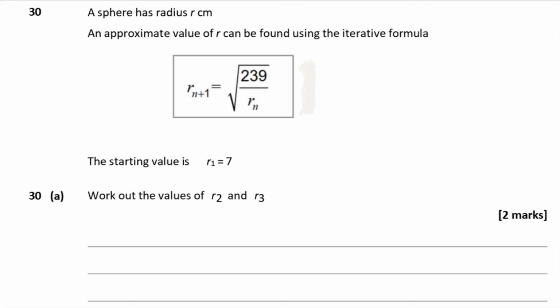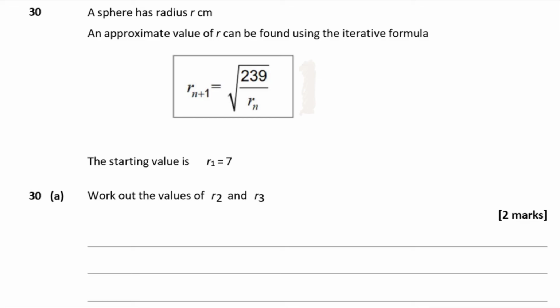Question 30, a sphere has radius r centimeters. An approximate value of r can be found using the iterative formula R(n+1) equals the root of 239 divided by Rn. The starting value is R1 equals 7. Work out the values of R2 and R3.